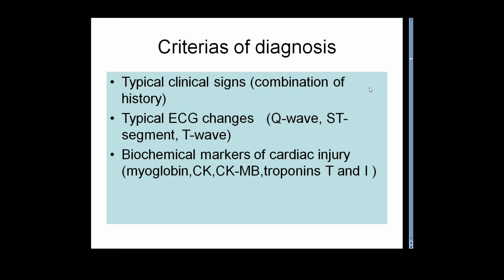And third, biochemical markers of cardiac injury, which include myoglobin, creatine kinase, troponins T and troponins I, high sensitive and high specific cardiac enzymes. Acute MI is based on 3 main criteria: clinical manifestation, ECG, and laboratory changes.